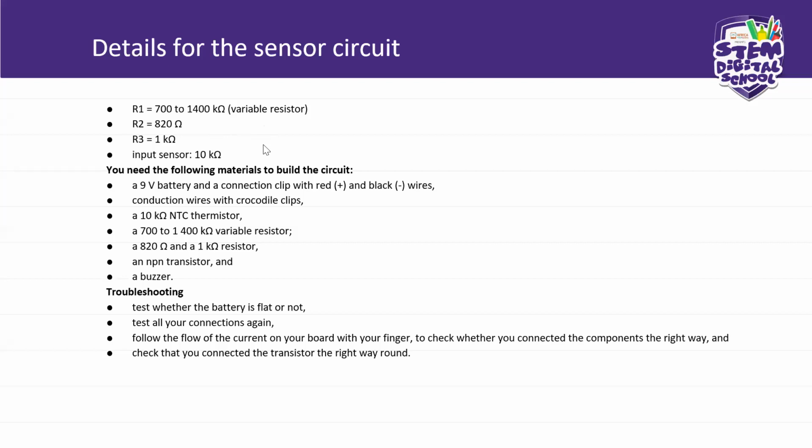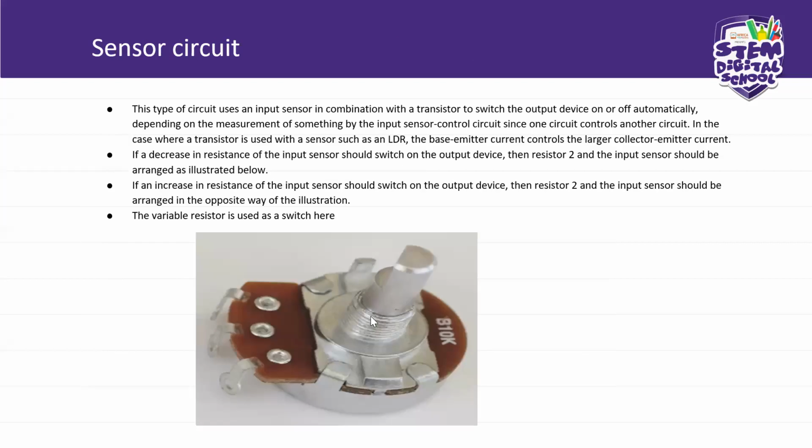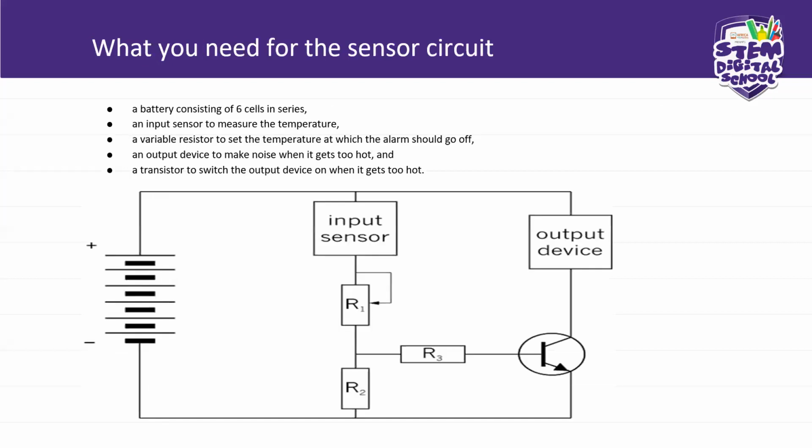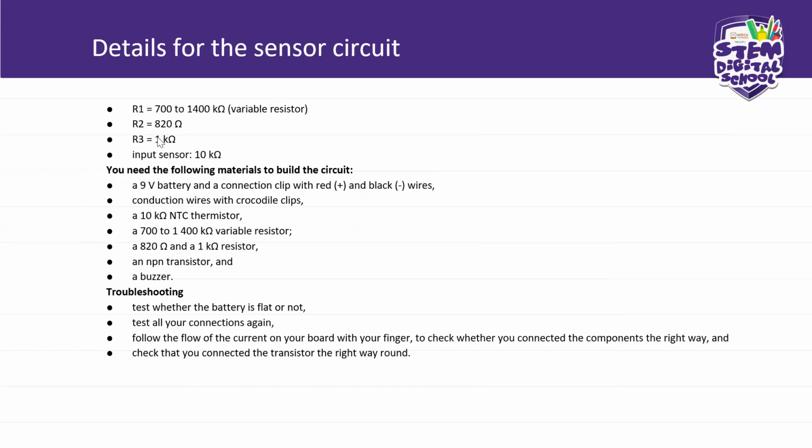So it's this resistor. It looks like this. I told you yesterday that they don't all look like this. Sometimes you get a small one that looks a little bit like a buzzer. It has a black casing and you have to adjust it with a small screwdriver. Okay. And then resistor 2, the value of resistor 2 is 820 ohms. Resistor 3, 1 kilo ohm.